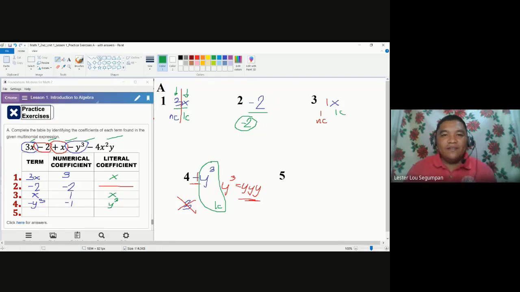And for number 5, again, it takes the sign before. So our term here is negative 4x squared y. This is what I'm going to write here. Negative 4x squared y. As for the numerical coefficient, take it up. Your numerical coefficient is negative 4.